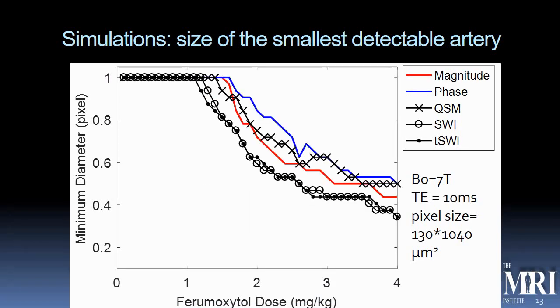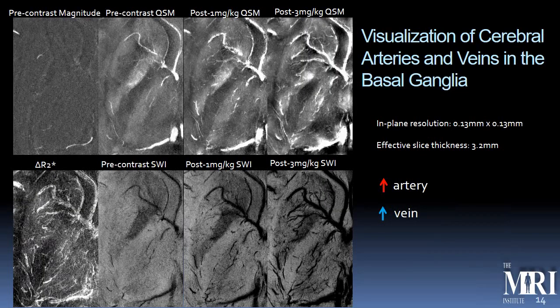Specifically, at an echo time of 10 milliseconds, a voxel aspect ratio of 1/8, and 4 mg per kilogram ferumoxytol, arteries with diameter approximately 50 microns can be detected using TSWI. We further demonstrated the feasibility of this method using in vivo data. This is an example of visualizing arteries and veins in the basal ganglia. This figure shows two arterioles in the right putamen and right thalamus, as indicated by the red arrows. These can hardly be seen in either the pre-contrast or the post-1 mg per kilogram ferumoxytol data.